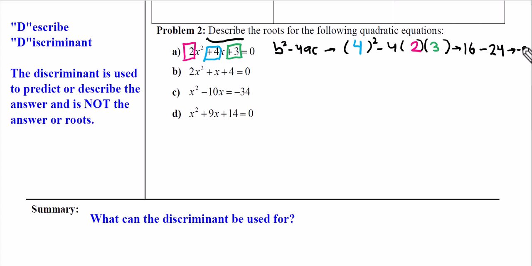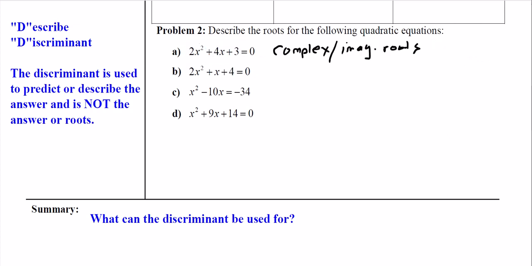Now, based on what we just wrote, if the answer is negative for the discriminant, then how does it describe the roots? Describe means you're using words. So if you look at the negative discriminant and you look at the column next to it with a description, it says complex imaginary roots. So because I get a negative 8, I can say that this quadratic has complex imaginary roots. So if I were to actually do all the math and solve, I'm going to find that it has i's, imaginary numbers in them.